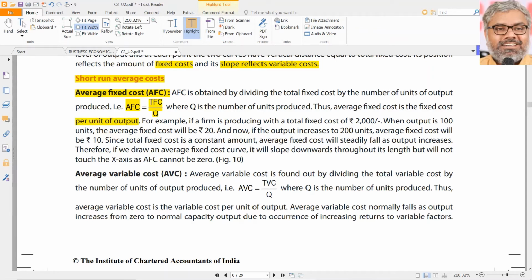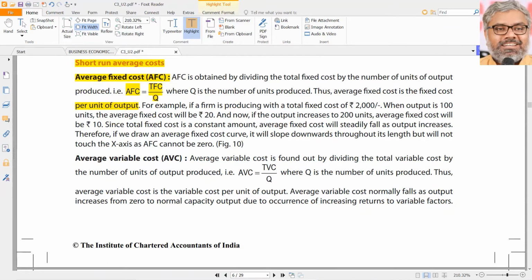For example, it's a very simple thing. Don't need examples for that also. But still, let us say a firm has a total fixed cost of 2000 rupees. Output is 100 units. Average cost will be how much? 2000 divided by 100. Naturally, it will be 20. Now, this is important. Let us say the output increases to 200 units. See, originally the fixed cost was 2000, output was 100 units, 2000 by 100, and average fixed cost was 20 rupees. That is 20 rupees per unit. That's what average fixed cost is.